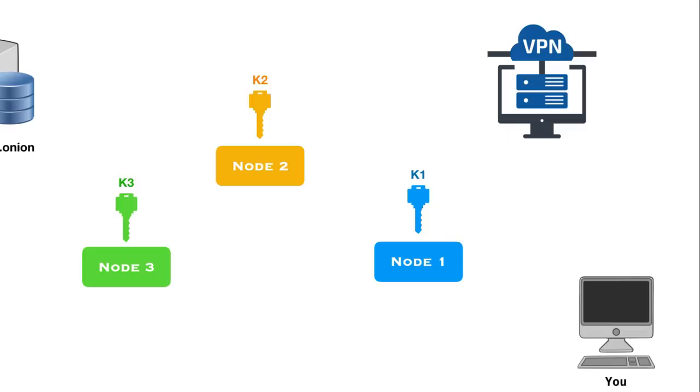But even here, your VPN can actually see your IP address. It knows that you're browsing the dark web. So, do you trust your VPN? There's really no foolproof way of accessing the dark web securely and anonymously. But using Tor over VPN is definitely a better option than using Tor without a VPN.